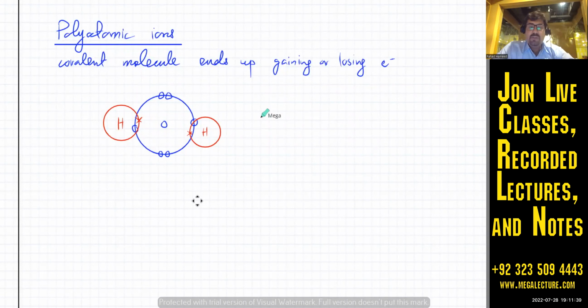So this is a neutral covalent molecule. No one lost electrons, no one gained electrons. So this is like a neutral covalent molecule, and that's what a covalent molecule is. Okay? And that's what a covalent bond is.